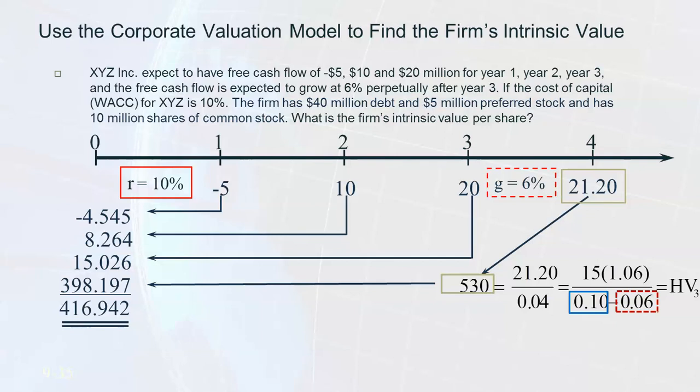Since you are given 20 million for year 3, and I have given you this fourth year cash flow, I computed it using your year 3 cash flow times 1 plus 6%. As you can see here, this 21 equals your 20 times 1 plus 6%.